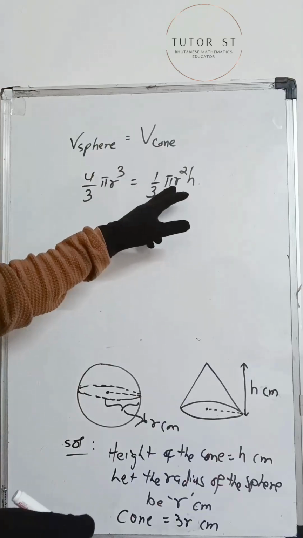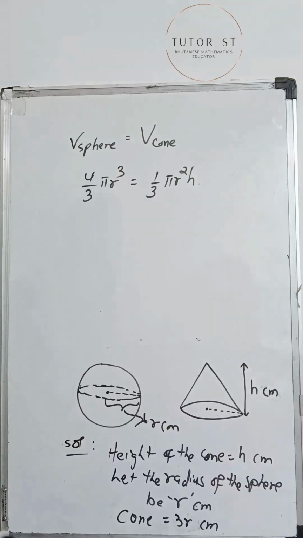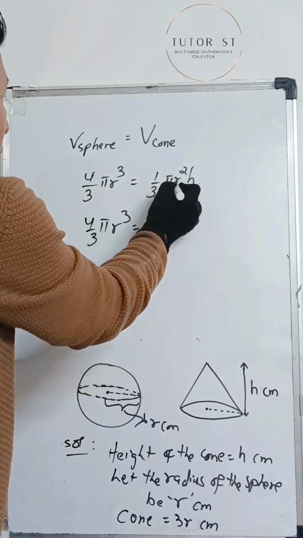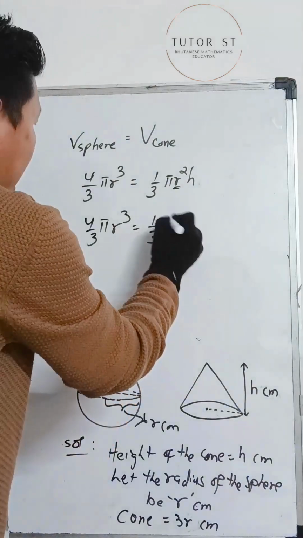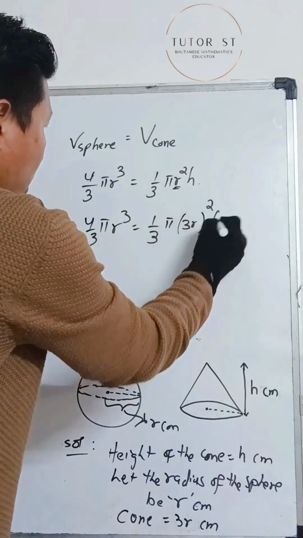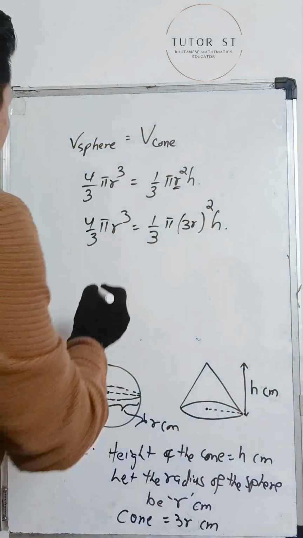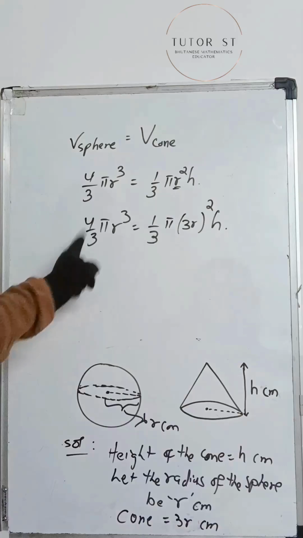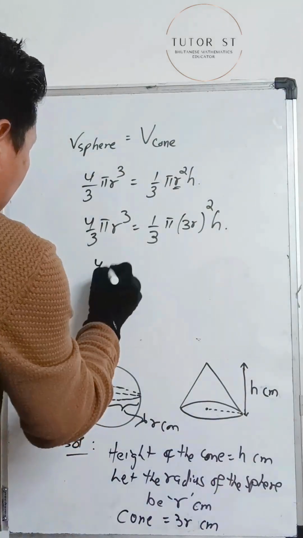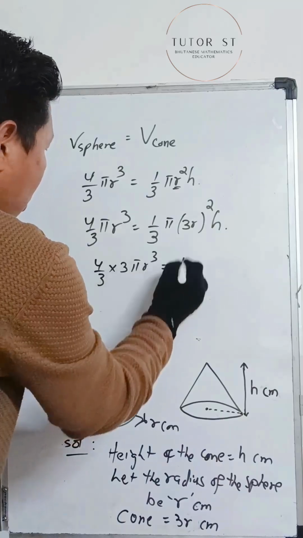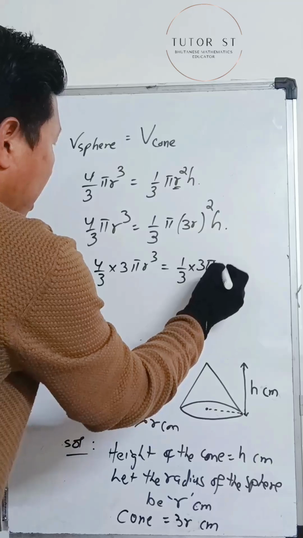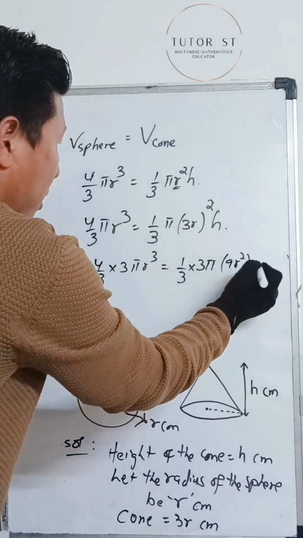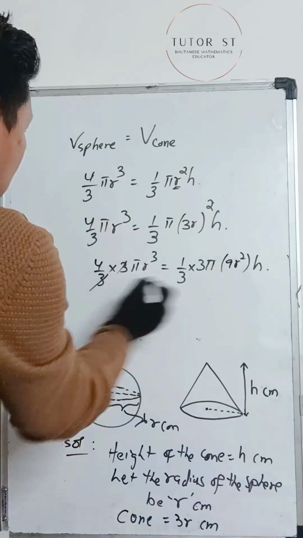But we cannot cancel and then simplify immediately, because we know that radius of the cone is 3 times the radius of the sphere. Therefore, I need to substitute my r by 3r. Pi times 3r whole square h. Now let me multiply on both sides by 3 to cancel the denominators. So I'll get 4 by 3 times 3 pi r cube equal to 1 over 3 times 3 pi, and 3 square is 9, and r square times h.